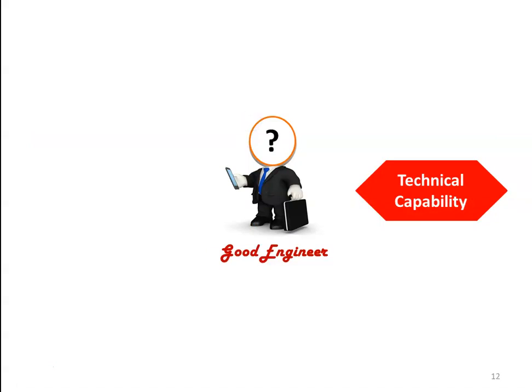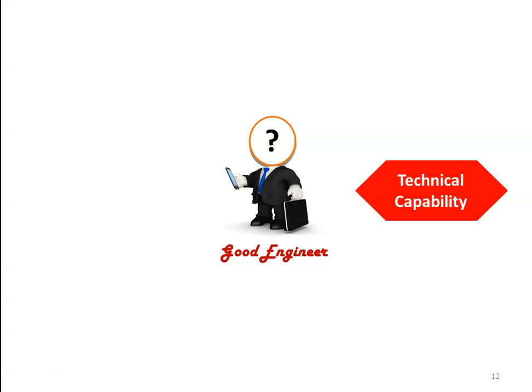And who is a good engineer? If you ask the question 10, 20 years back, technical capability. If a person coming out of engineering college has very good subject knowledge, he is referred to as a good engineer, and immediately he will fetch a job. He will get a job at a higher level with a higher salary.